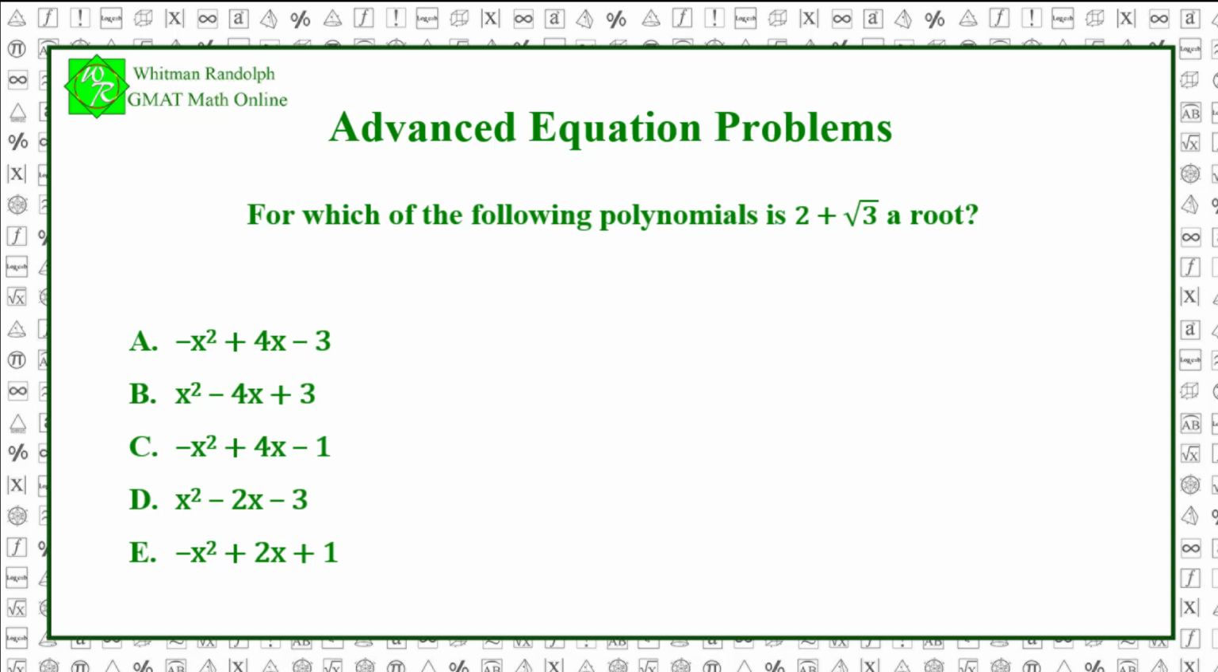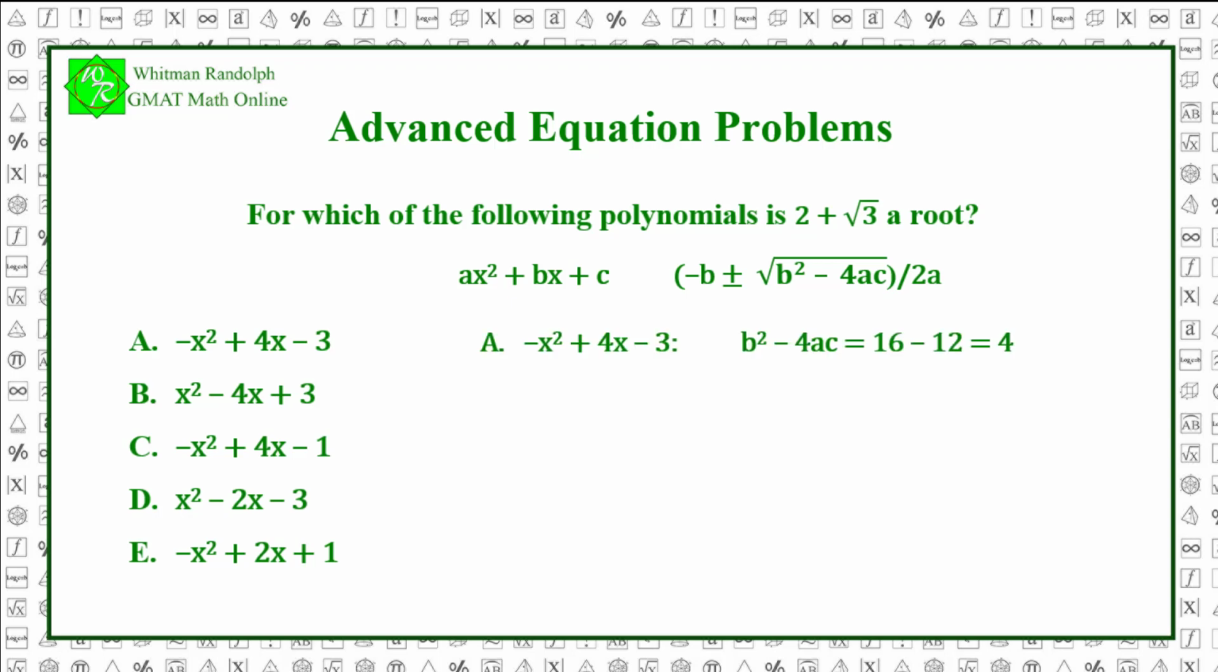The formula for the roots of the polynomial ax squared plus bx plus c is minus b plus or minus the square root of b squared minus 4ac over 2a. Let's try this formula, or a portion of it, on each of these polynomials. Since the square root of 3 is part of the root, we need to look at the part of the formula under the radical, the square root of b squared minus 4ac, and see if the square root of 3 can result from it.